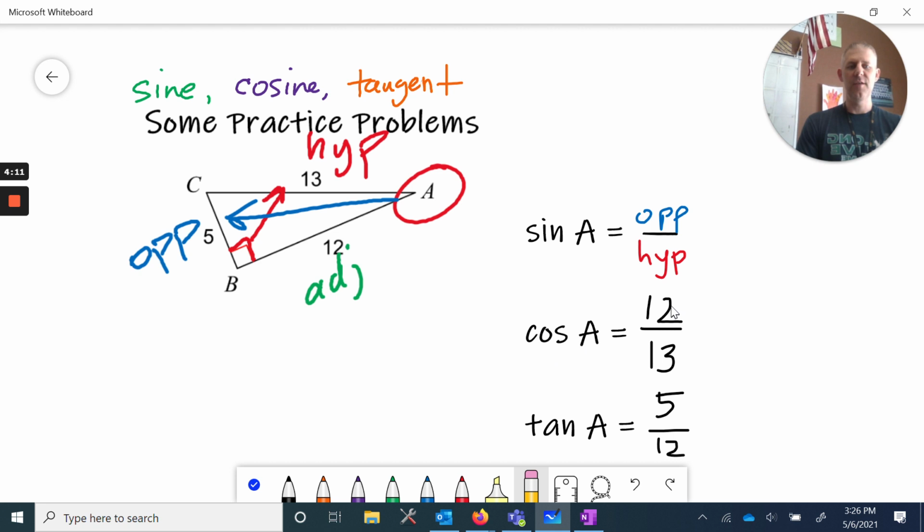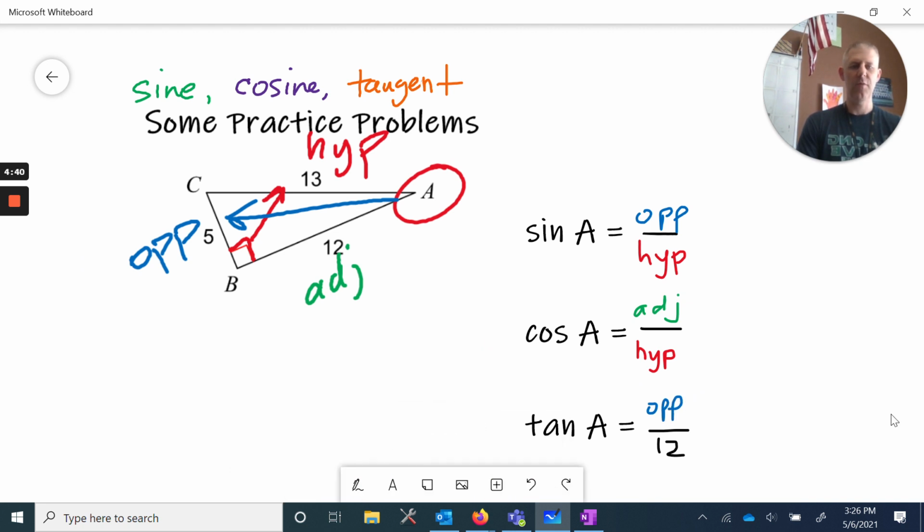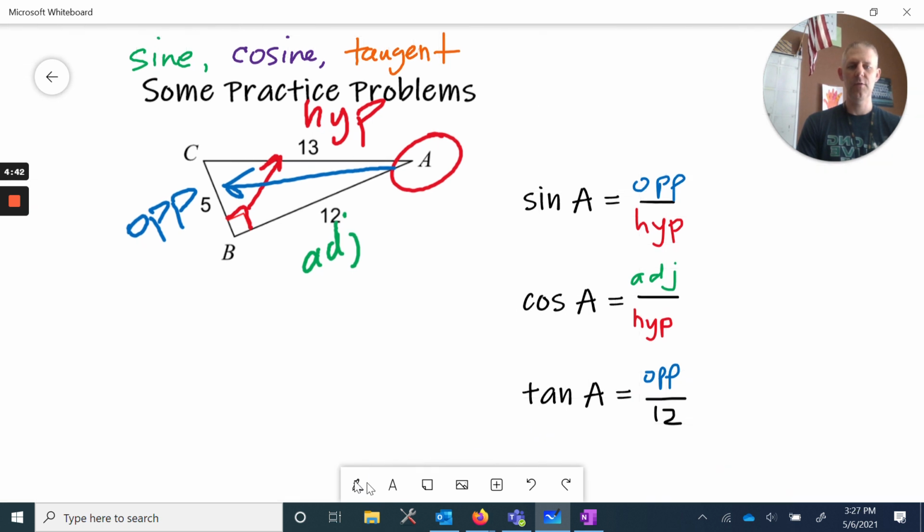The cosine of this angle, so 12 is my adjacent side. So I'm going to write adjacent instead of 12. And 13 is still my hypotenuse label, so we'll write HYP. And then lastly, tangent. The opposite side is 5, so we'll write opposite. You can probably already see where this is going. I better scoot my video down a little bit. There we go. And then the 12 you can see is the adjacent.